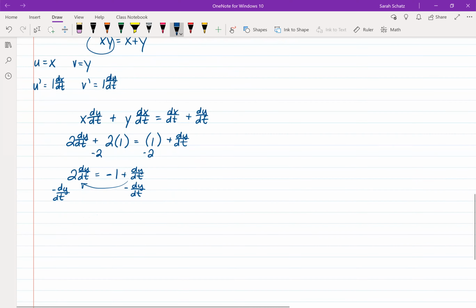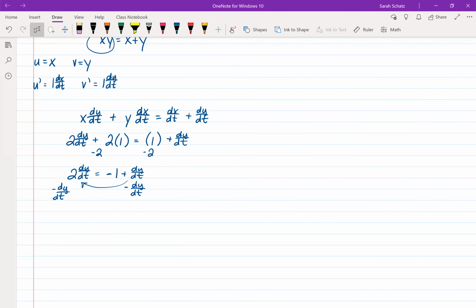So I have 2 dy/dt's minus 1 dy/dt, so that leaves me with 1. So it leaves me with dy/dt equals negative 1. So you guys, when you have the product rule on these, notice that both u and v get the dt. So, you know, you're going to see those show up in both parts of that product rule.